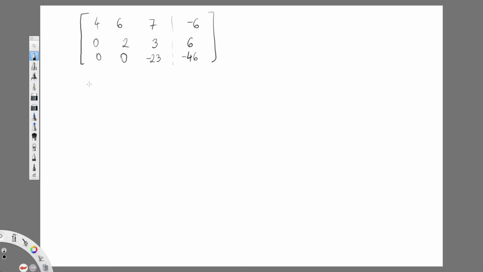So now I'm working with back substitution. So basically I have minus 23x3 is equal to minus 46. So my solution for x3 is 2. So can I place that now? This is my x3. This was too easy. Let's go into the second.